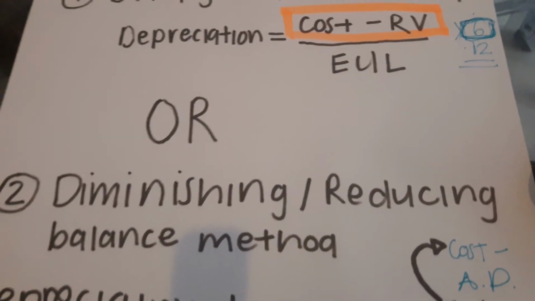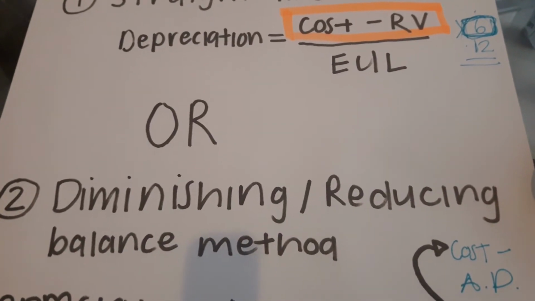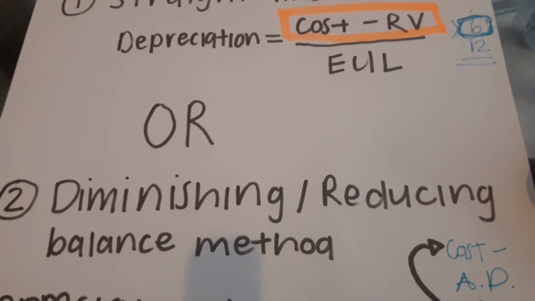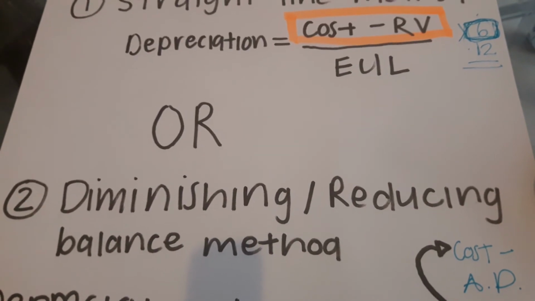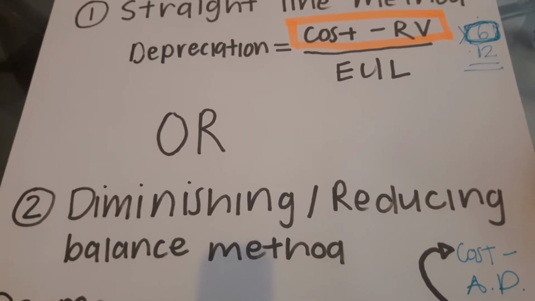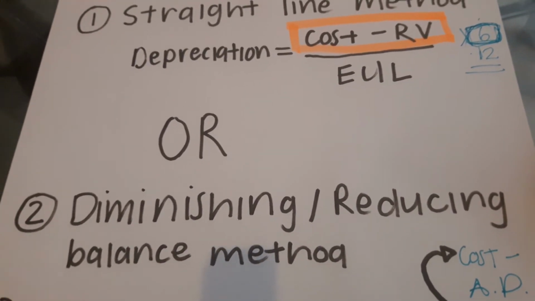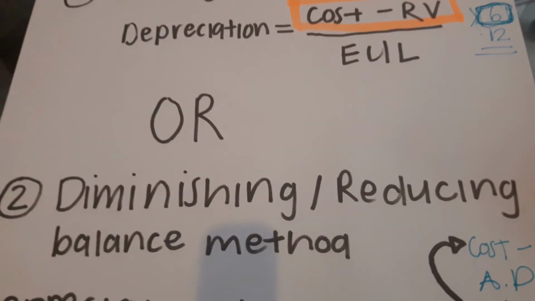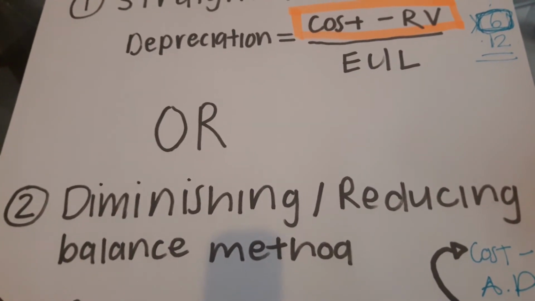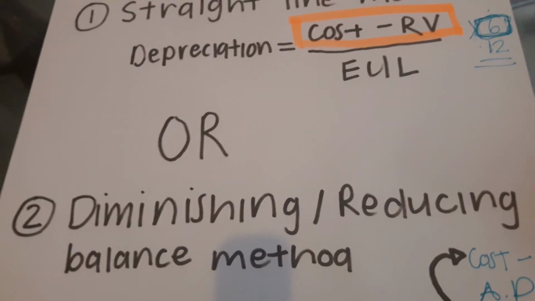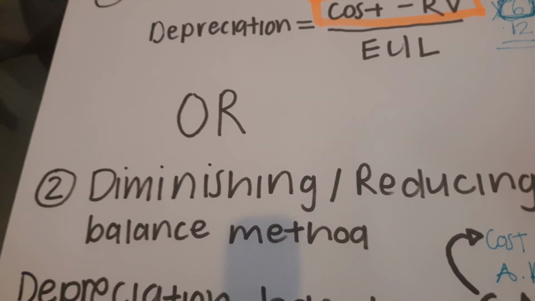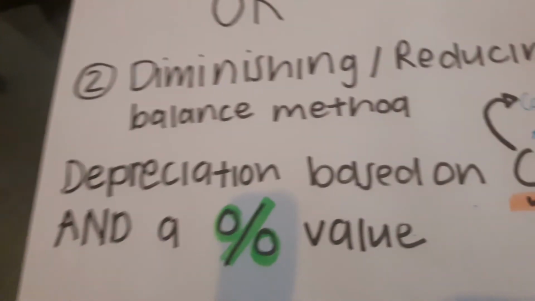The second method that you can use is the diminishing or the reducing balance method. You need to know both terms because in your exam the requirements of the question may use either or. They may say calculate using the diminishing or the reducing balance method. So what are we saying here?